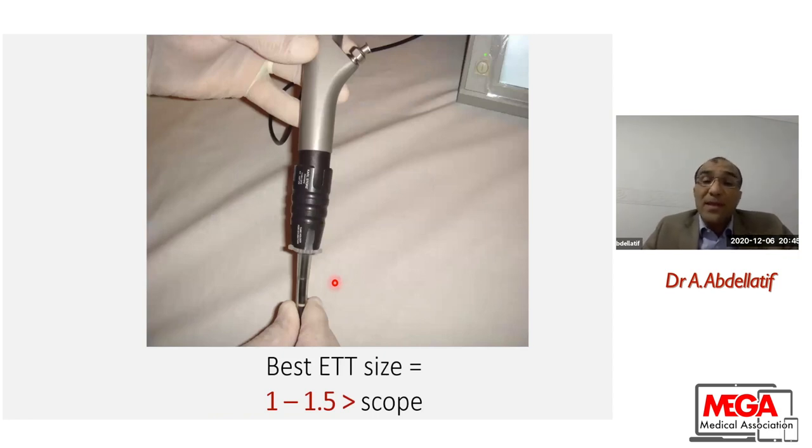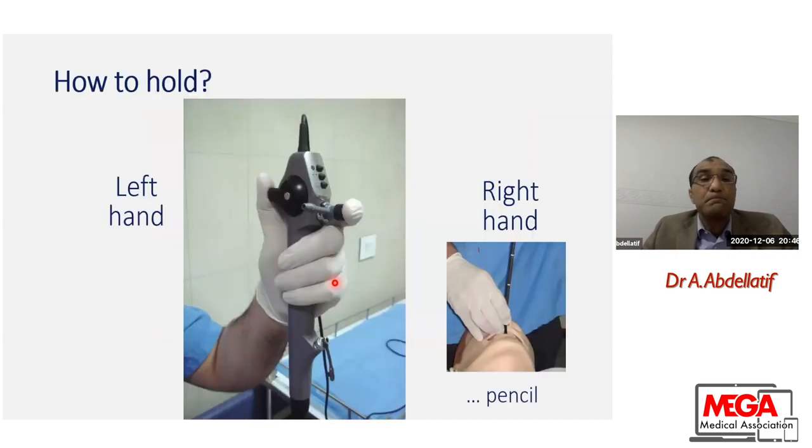I have to choose the best tube size. What's the best tube size? It is 1 to 1.5 more than the scope external diameter. If the external diameter of the scope is 5, I have to choose a tube of 6 or 6.5. Because a bigger tube will make the intubation more difficult, and we will see why after some slides.